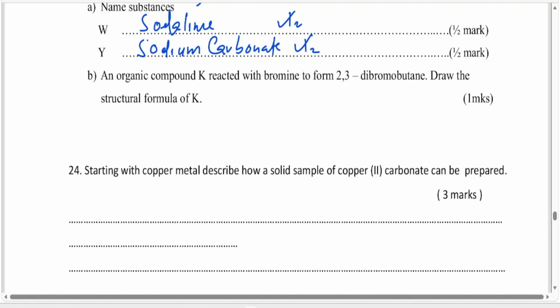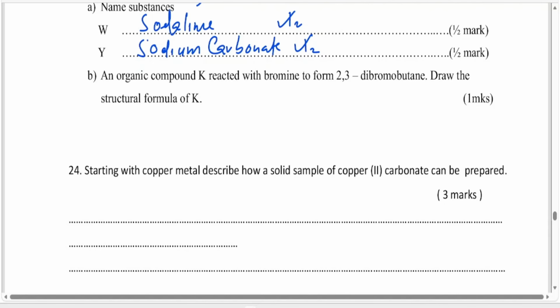Because before it reacted with bromine, it was a certain compound. Now, before, we obtained 2,3-dibromobutane. So this K, we need to obtain its formula.